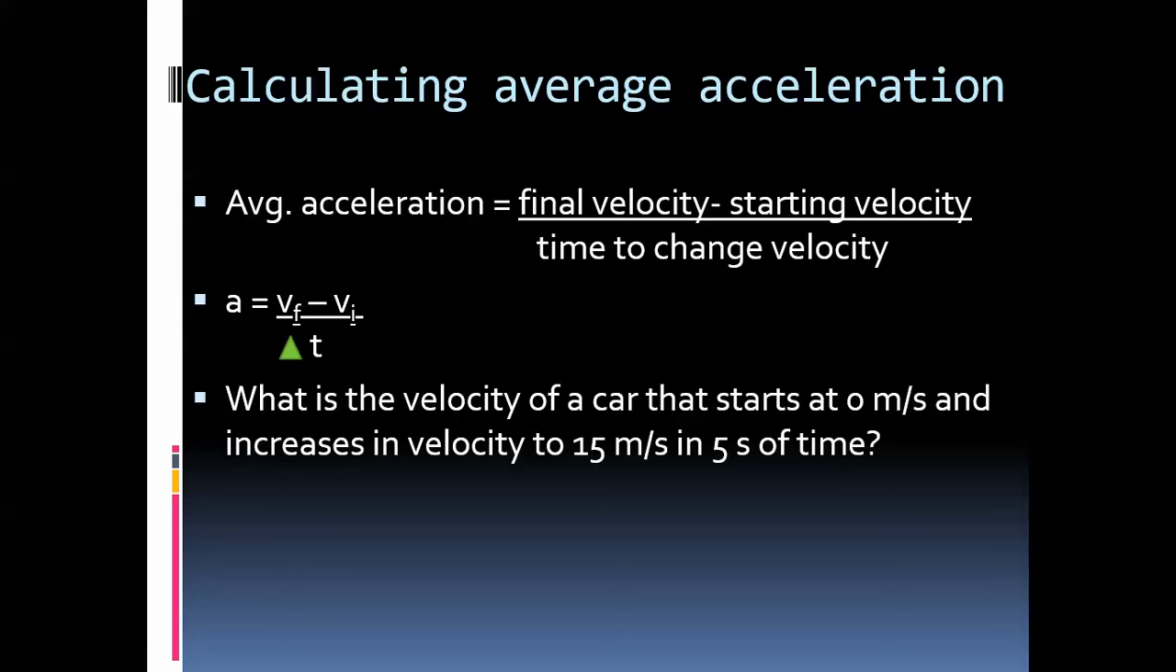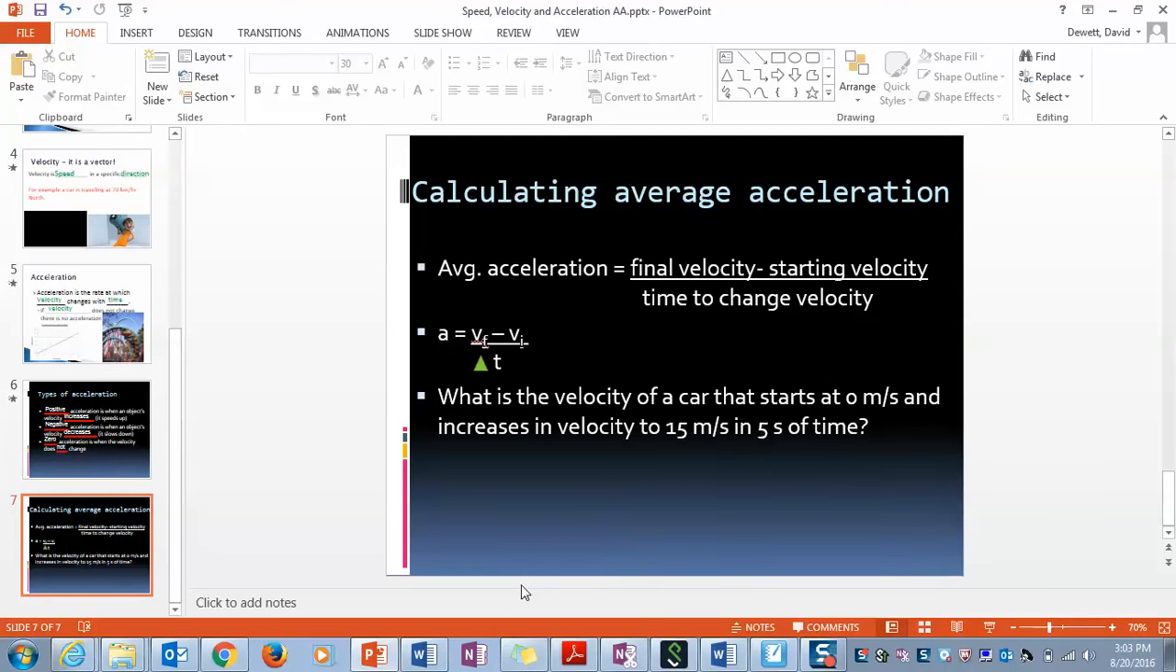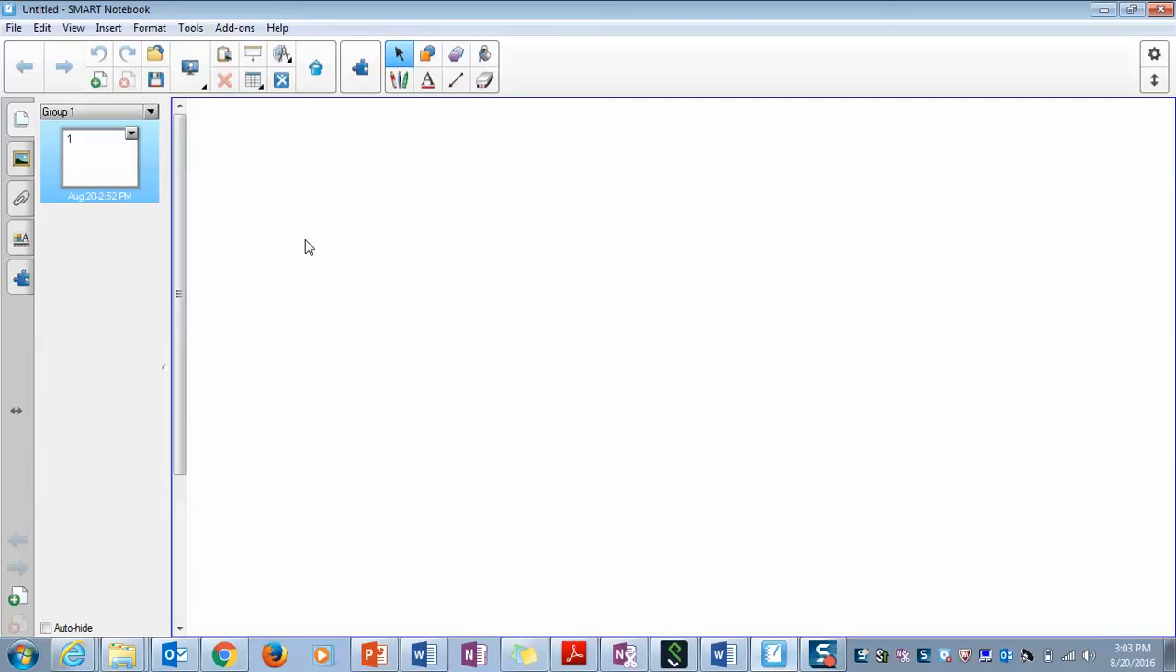So, for example, actually, this should read, what is the acceleration? What is the acceleration of a car that starts at 0 meters per second and increases in velocity to 15 meters per second in 5 seconds of time? So on your note sheet, you have a little acceleration practice problem section at the bottom. So you go ahead and calculate that. So the car starts at 0 meters per second and increases in velocity to 15 meters per second, and it takes 5 seconds time. So let's actually try to look at that one together here.